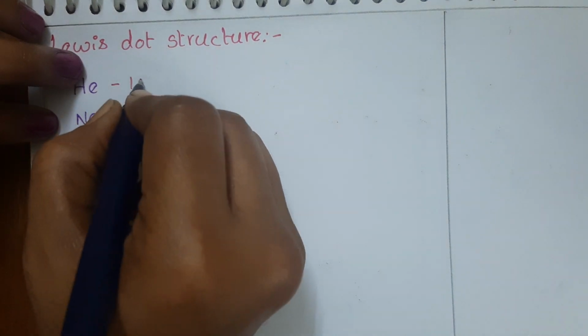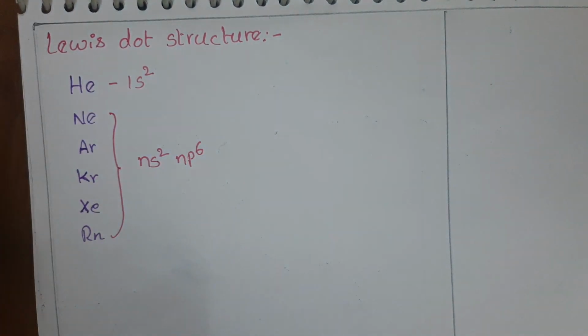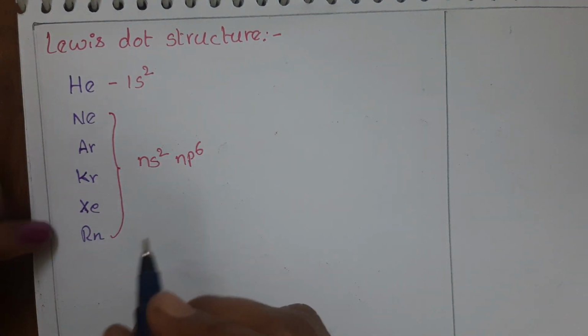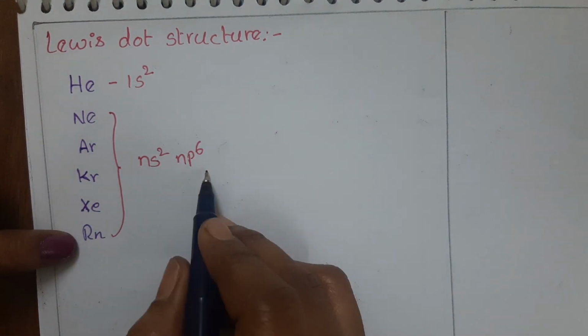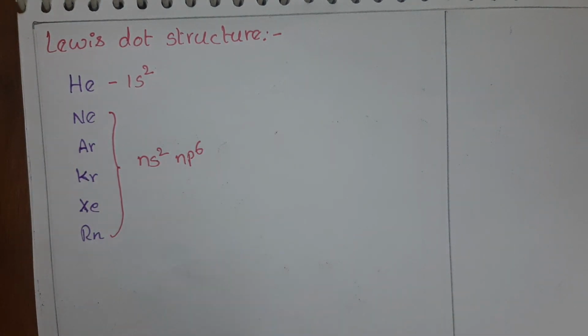Here helium has the electronic configuration 1s2 even though it is more stable in nature. It is nothing but the zero group elements contain 8 electrons in their valence shell. So based on that, he proposed a rule, the octet rule. The element which has 8 electrons in its valence shell is most stable.